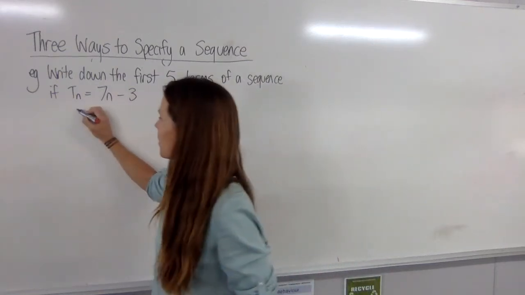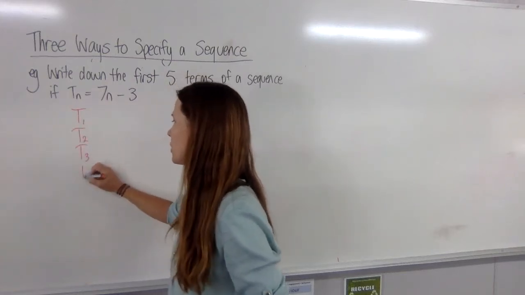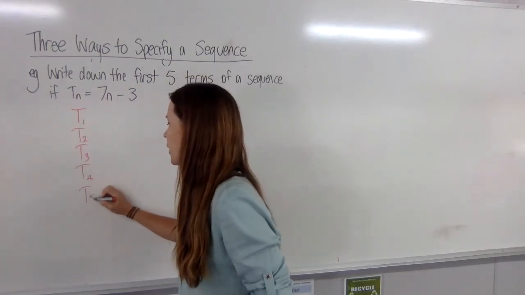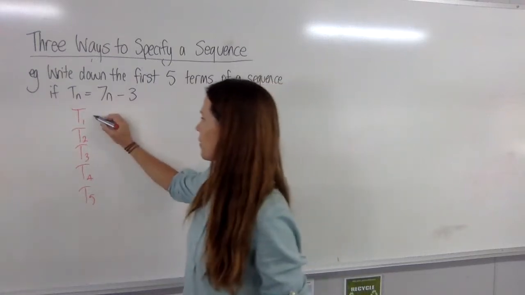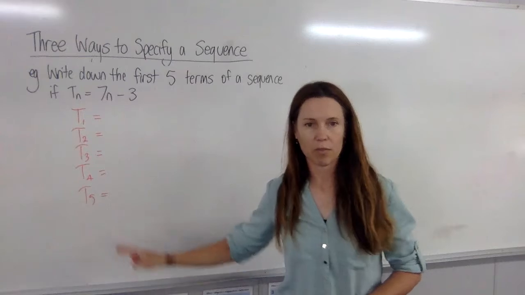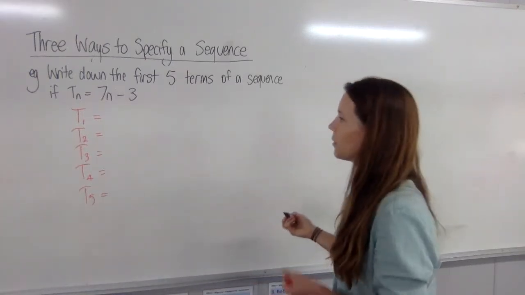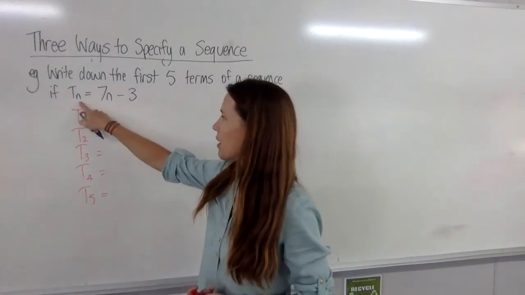So what you need to think is, okay, well the first 5 terms, what are they? T1, T2, T3, T4, and T5. And you could set it out like this if you want to find your terms one at a time. And then that is your answer. You don't strictly have to write them one after the other with commas in between, but you could if you wanted to. So now subbing in 1 for n is quite simple.